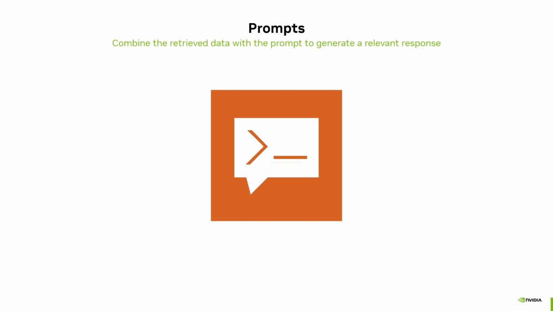In RAG, we combine retrieval and generation. The relevant retrieved data is combined with the prompt. The relevant chunks are passed as part of the prompt as context to the LLM. The combined prompt and retrieved data is presented to the foundation model, for example, GPT, to generate a relevant response.